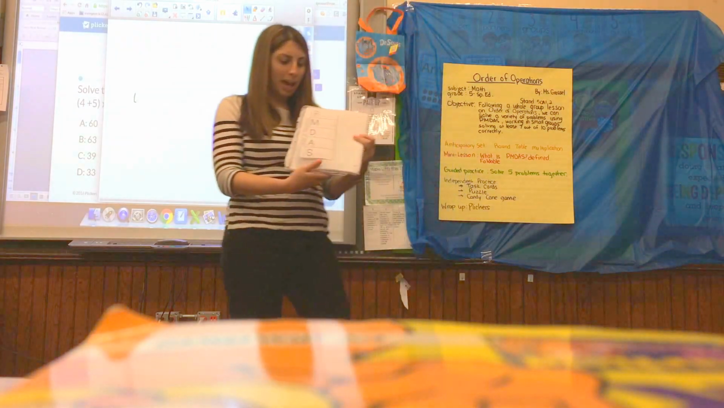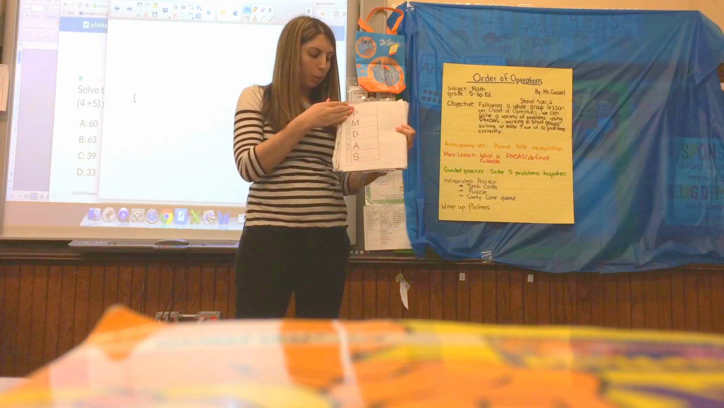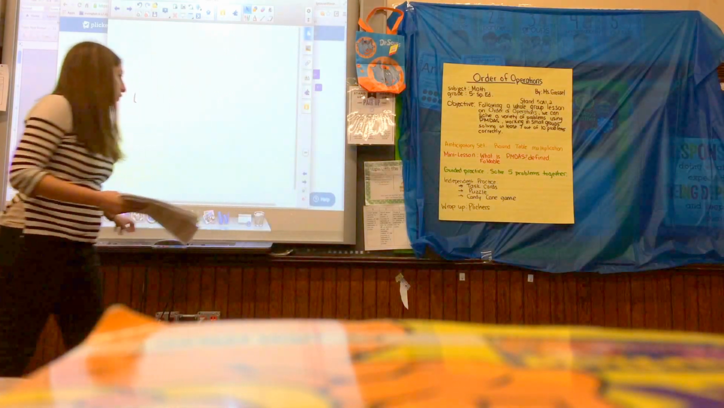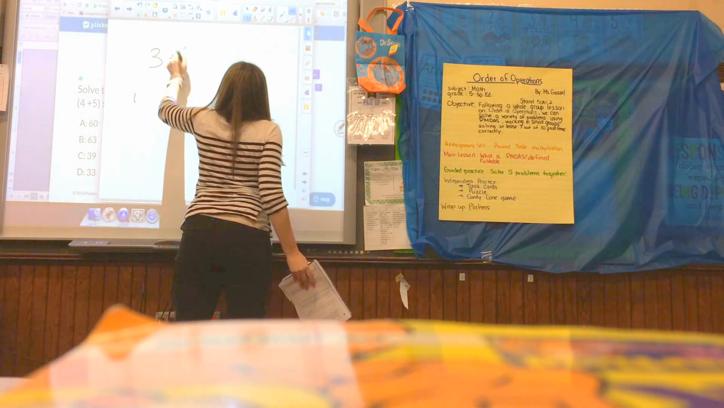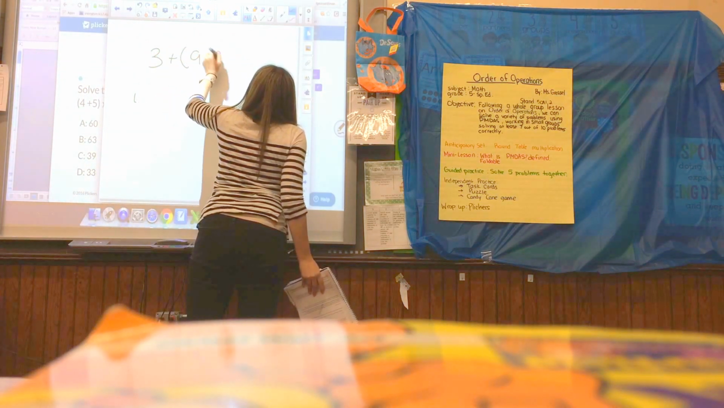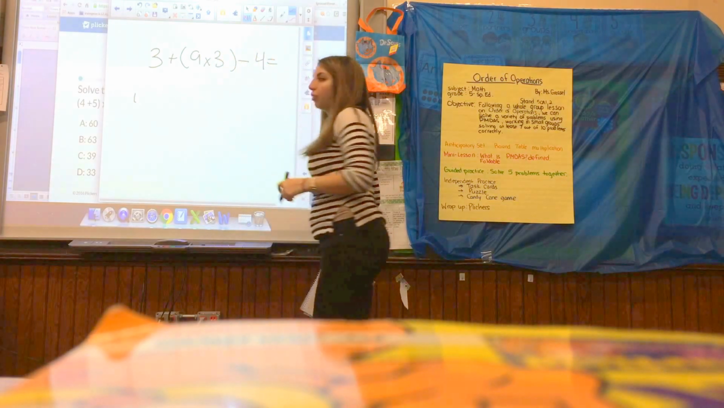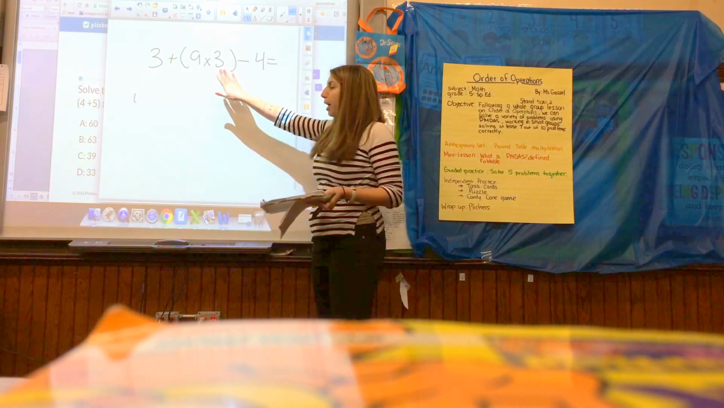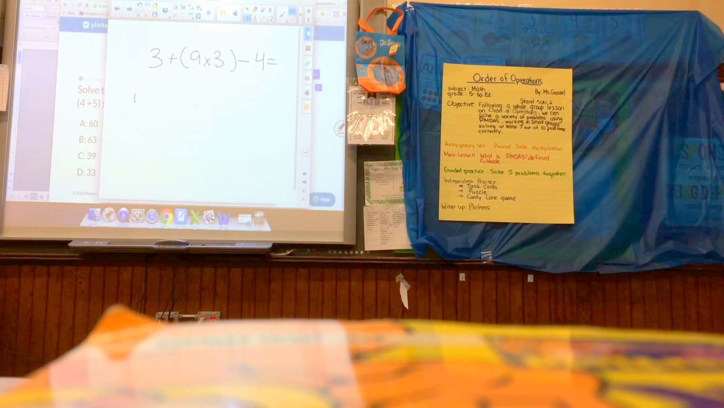We went through and I taught them that we always work from left to right when we solve these problems, but we have to follow the steps at the same time. So if I put an example up on the board, students would decide what comes first. Well, we have parentheses. So students would start with parentheses.